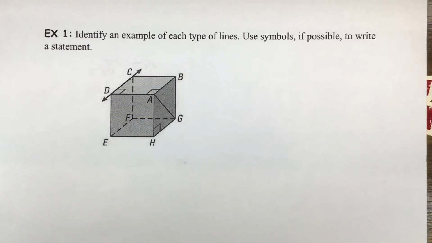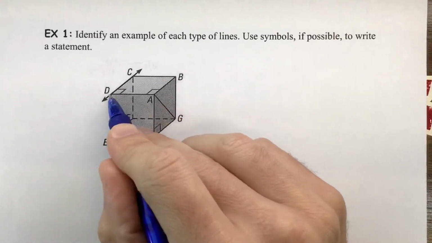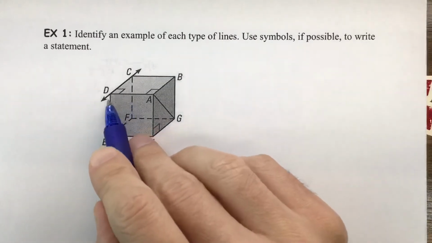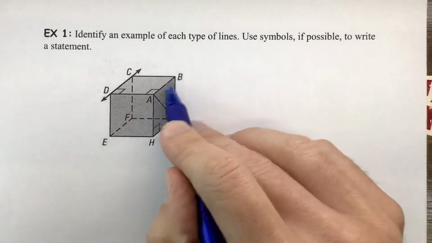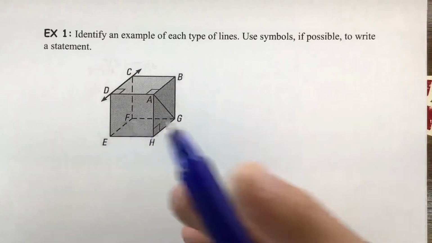All right, parallel lines. CD. To be parallel to CD, the lines need to run in the same direction and they need to be in the same plane. We actually have four segments in here that are parallel to CD. We've got AB, we've got HG, and we also have EF. So we actually have three choices that are right there.